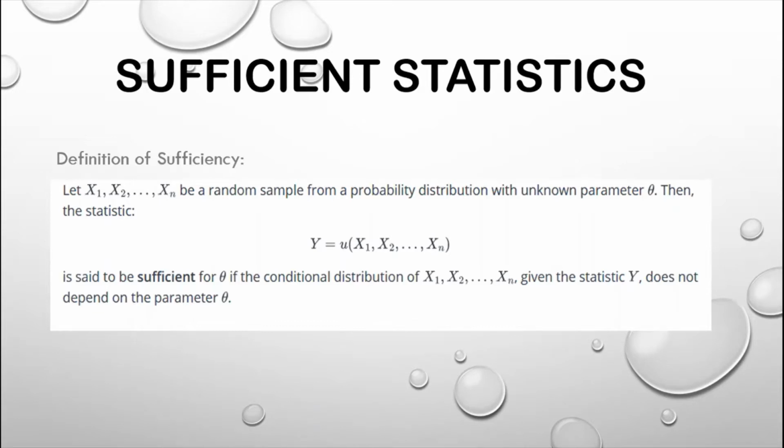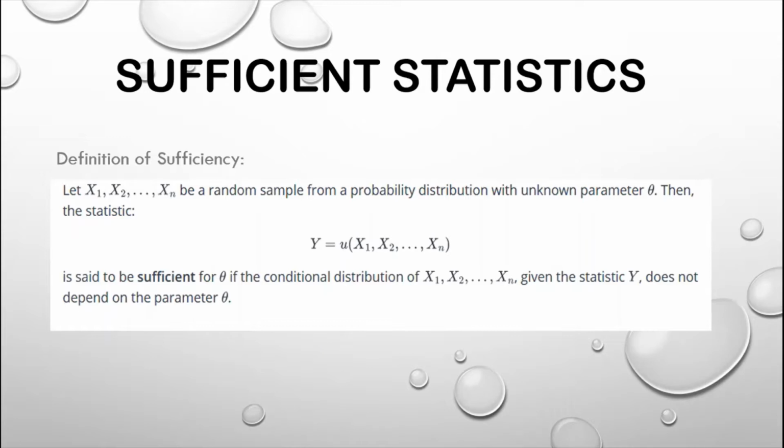The proper definition of sufficiency says: let x1 through xn be a random sample from a probability distribution with unknown parameter theta. Then the statistic y equal to u of x1 to xn is said to be sufficient for theta if the conditional distribution of x1 through xn given the statistic y does not depend on the parameter theta.